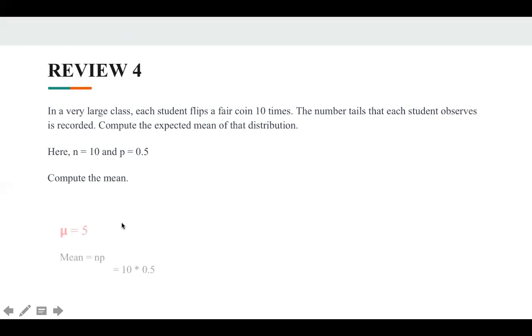Okay, yes, good. 5 is our answer here. So just to review, the mean is equal to the sample size times the probability. So here our sample size is 10 and our probability is 0.5. And when we multiply those together, we get 5.